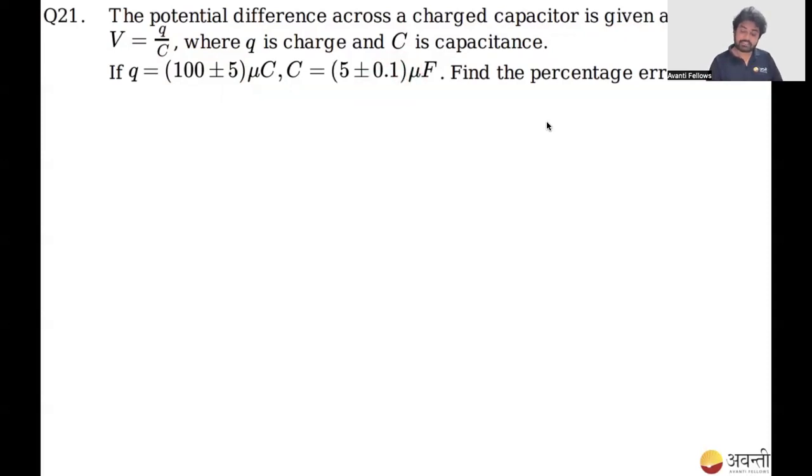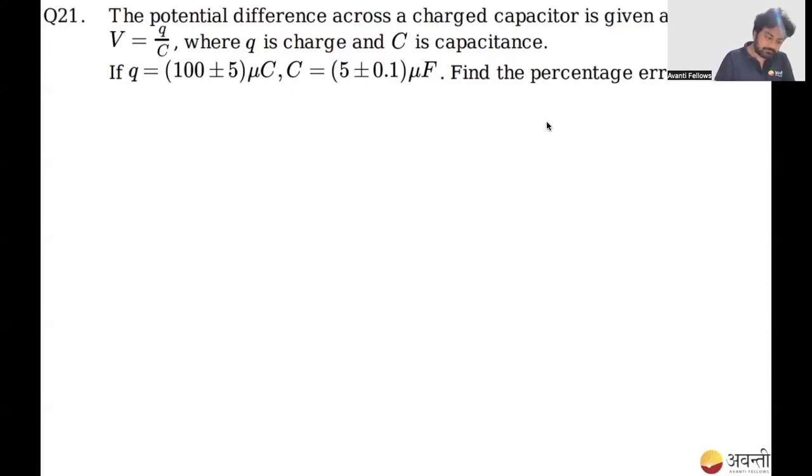Now it is asking to find the percentage error on V. So if this fluctuation is there, there will be some error or some fluctuation in the voltage also, because voltage is dependent on charge and capacitance. So that error we have to find. Okay, so it's very simple.